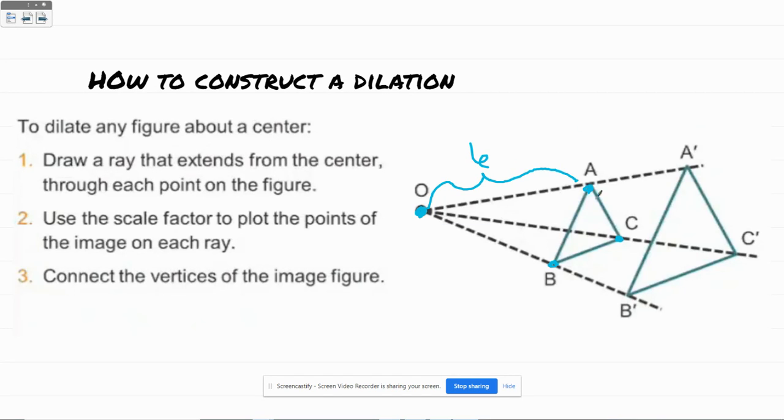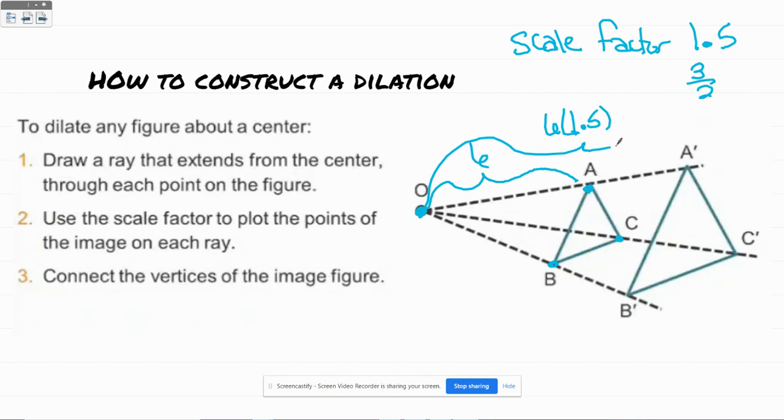Then you will multiply it by the scale factor. Let's say the scale factor was 1.5, or 3 over 2. If I take 6 times 3 over 2, or 6 times 1.5, I actually get 9 for my new piece. So this distance, 6 all the way to here, would be 9, and that's where A prime is.